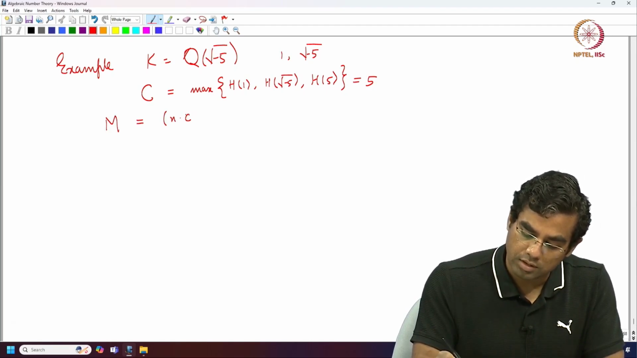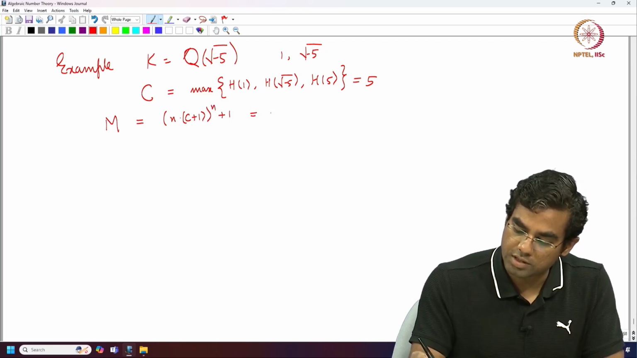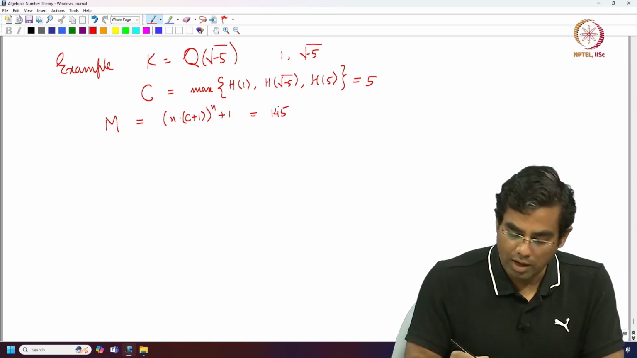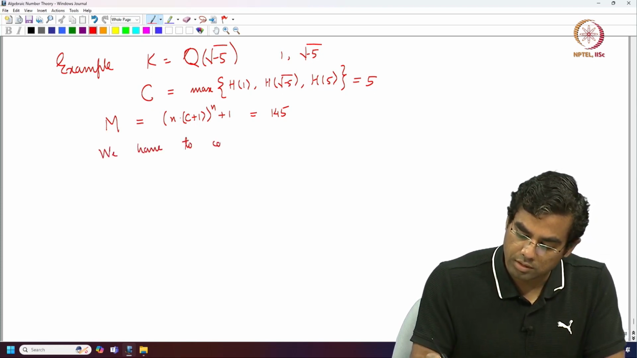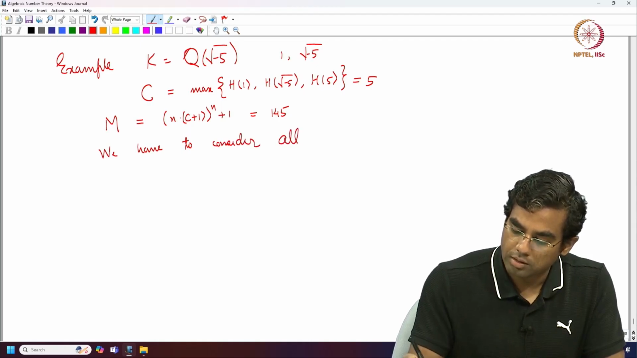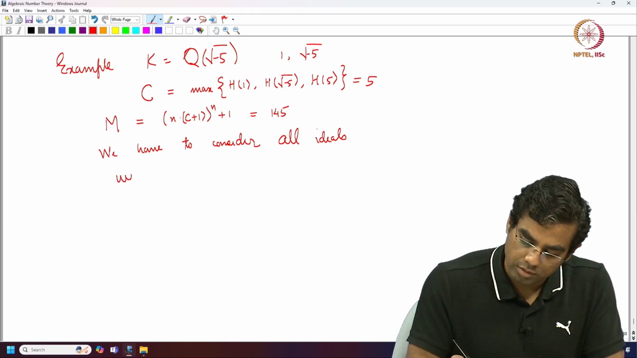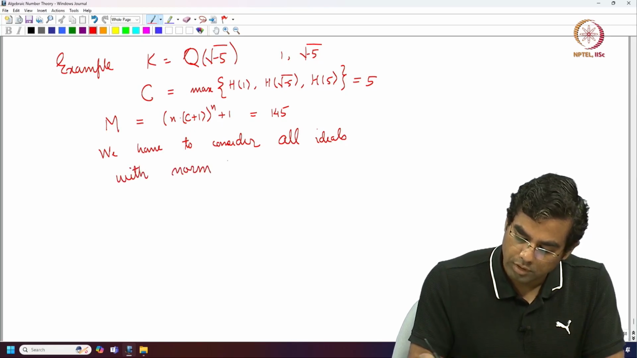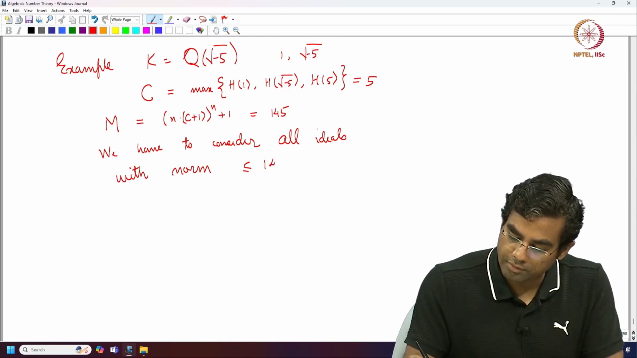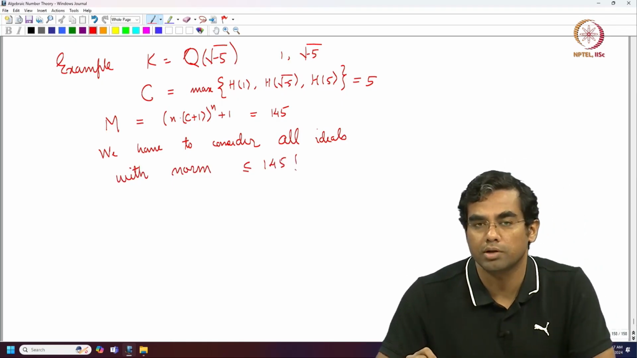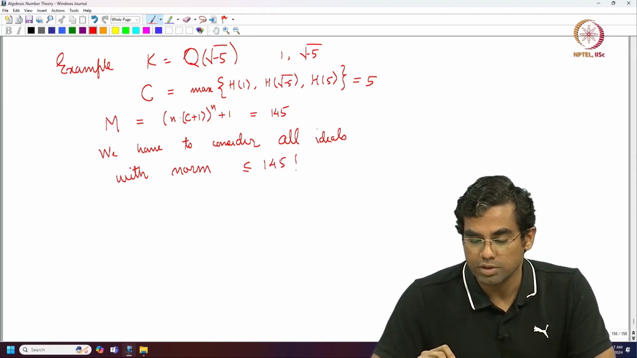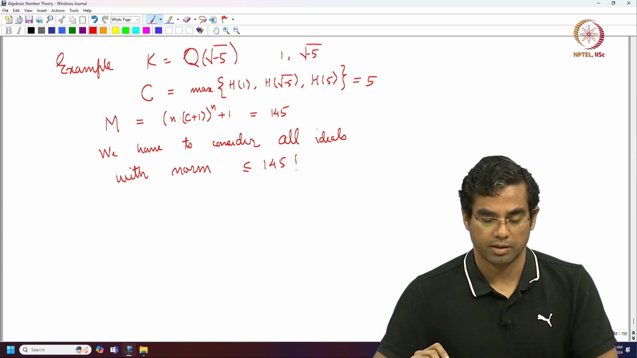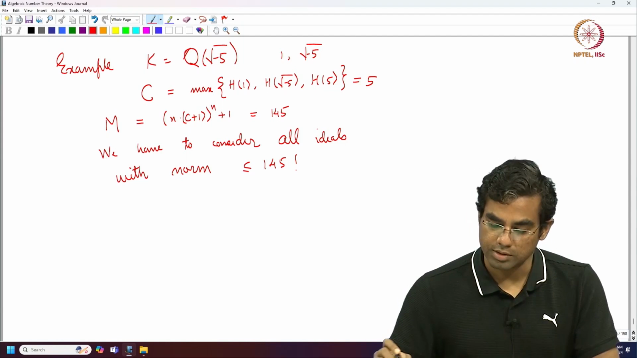And then the other quantity that appears, in terms of C, is (n times (C plus 1)) to the n plus 1, which in this case turns out to be 145, and we have to consider all ideals with norm less than or equal to 145 factorial. This is such a huge number even for this quadratic field with a relatively small discriminant.